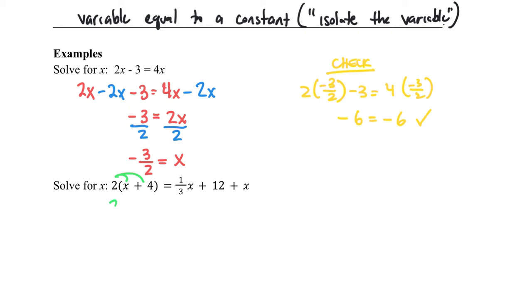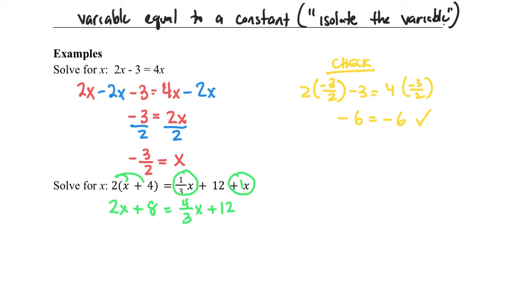So on the left-hand side, I'm going to distribute first. And on the right-hand side, I want you to notice that there's some combining like terms that I could do. So 1/3 x plus 1x is going to be 4/3 x plus 12. So now I have a simplified equation. Now I'm going to go ahead and solve it.